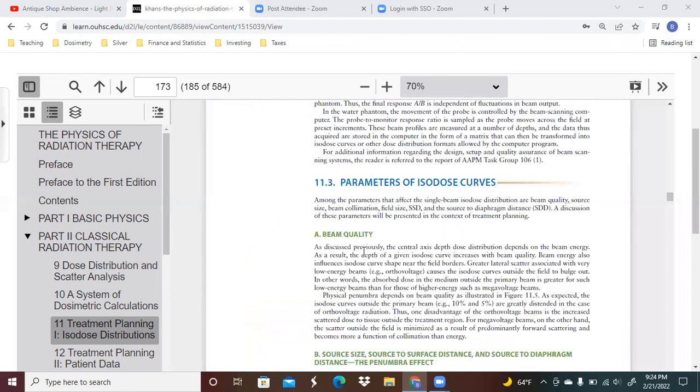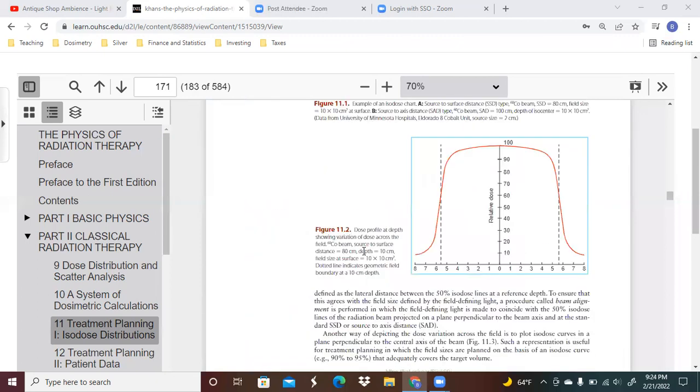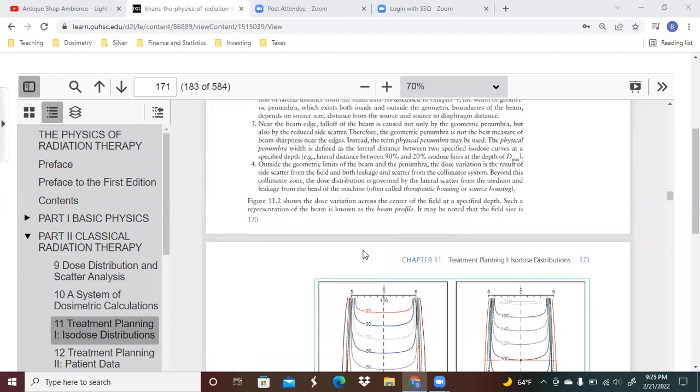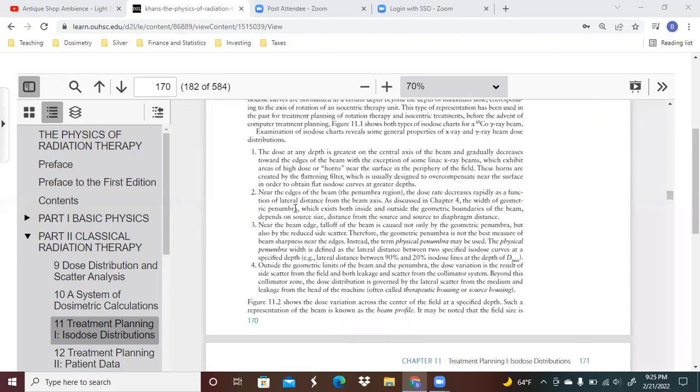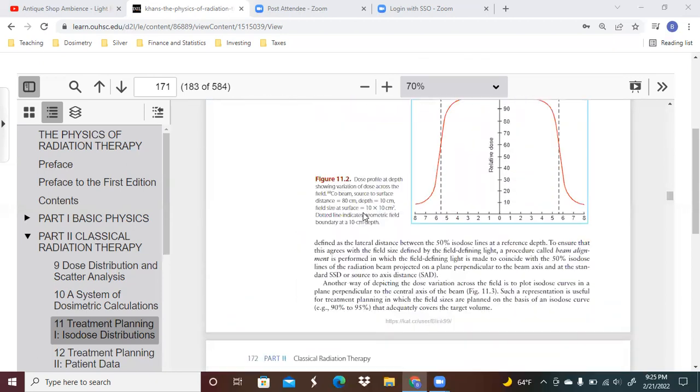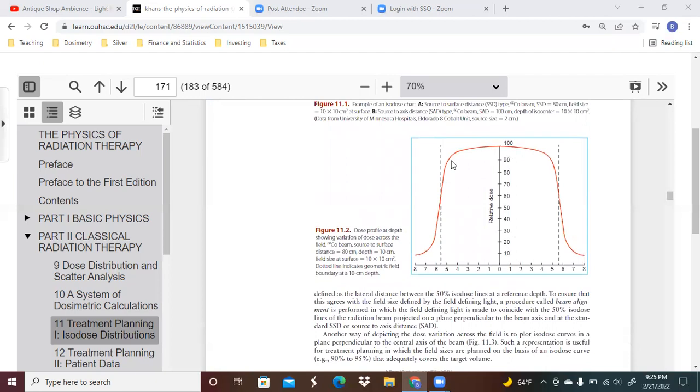I was hoping for an example somewhere out there, but I don't really see it. So near the edges of the beam or in the penumbra region, the dose decreases rapidly as a function of lateral distance from the beam axis. In other words, the width of the geometric penumbra, which exists both inside and outside the geometric boundaries of the beam, depends on the source size, distance from the source, and source to diaphragm distance. In other words, you start to see this kind of a rapid fall off on both sides here.